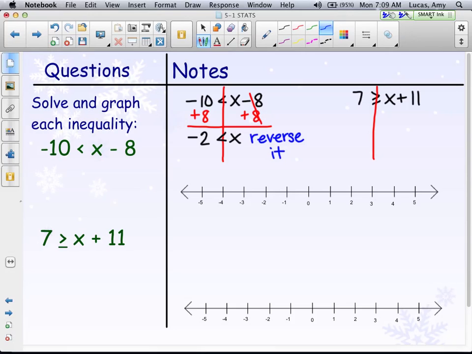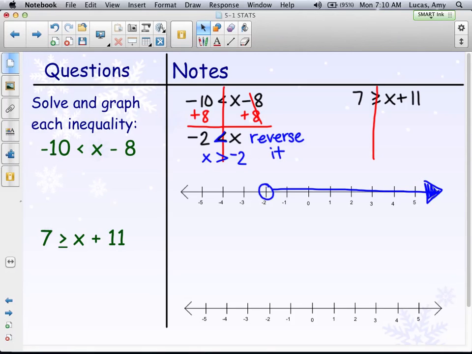When you were in elementary school, you might have learned like the alligator eats the bigger number or something like that. You may have learned to look at how the symbol opens, and it's opened up at the x. So if I want the x on the left-hand side, I just have to make sure that my symbol is still opened up at the x. So if -2 is less than x, that really means x is greater than -2. So greater than -2 is going to be an open circle, and greater than goes to the right. So there's my ray.